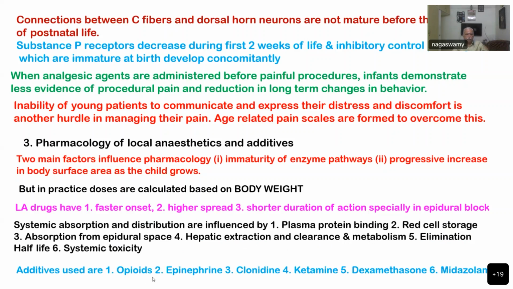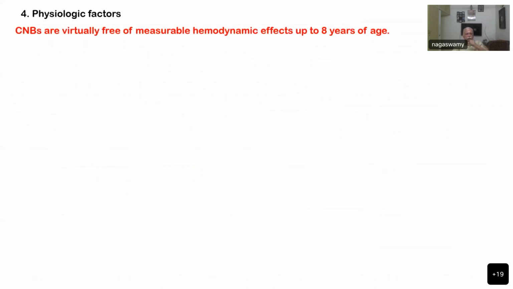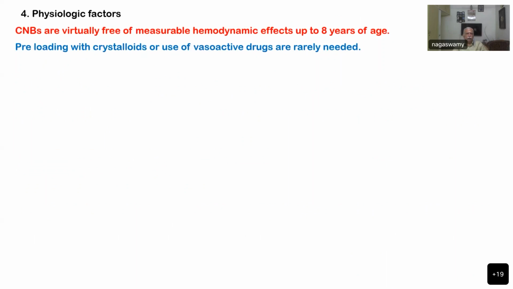So what are the additives that we can use? They can be opioids, epinephrine, clonidine, ketamine, dexamethasone, which is also being commonly used now, and midazolam also, as these are all preservative free, they can also be used. The physiological factors for central neuraxial blocks are virtually free of measurable hemodynamic effects up to 8 years of age. So you can safely give a subarachnoid block also in children older than the infant age of 1 year. And preloading with crystalloids or use of vasoactive drugs are rarely needed.